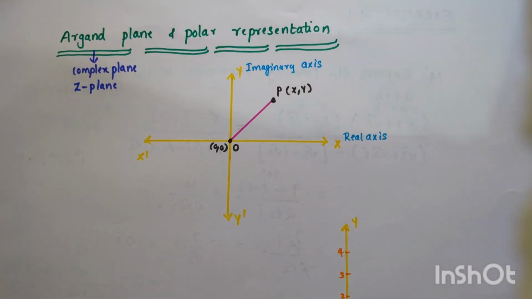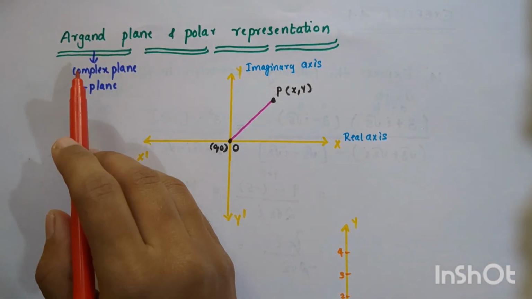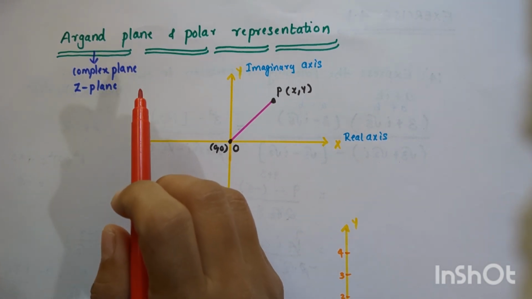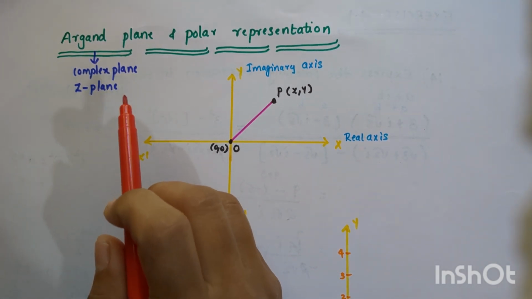Hello everyone. In this video, we are going to discuss the Argand plane and polar representation from Chapter 4, Complex Numbers and Quadratic Equations, Class 11 Maths.